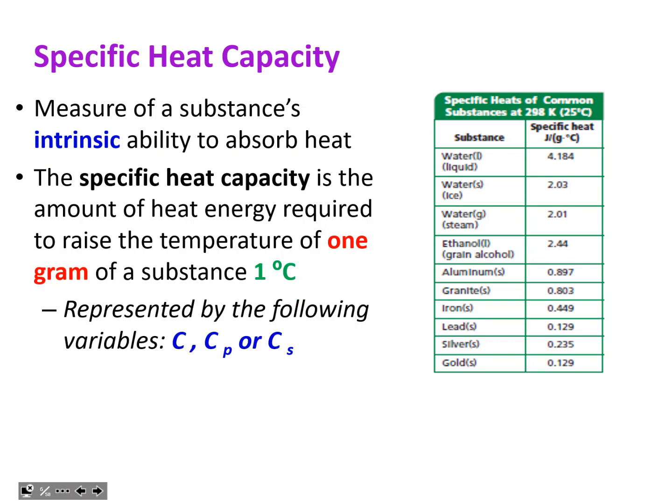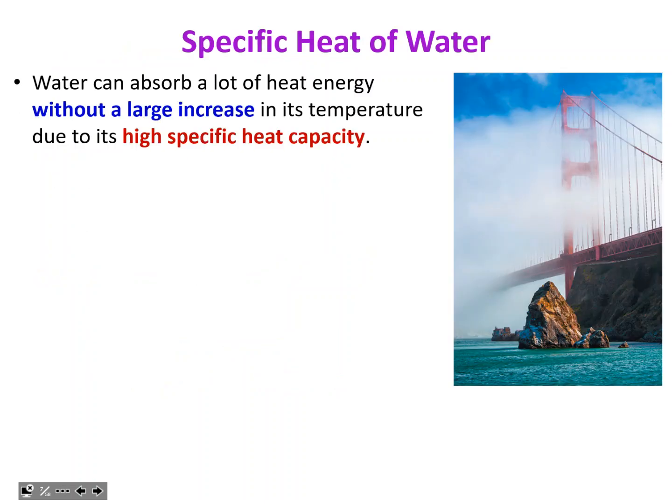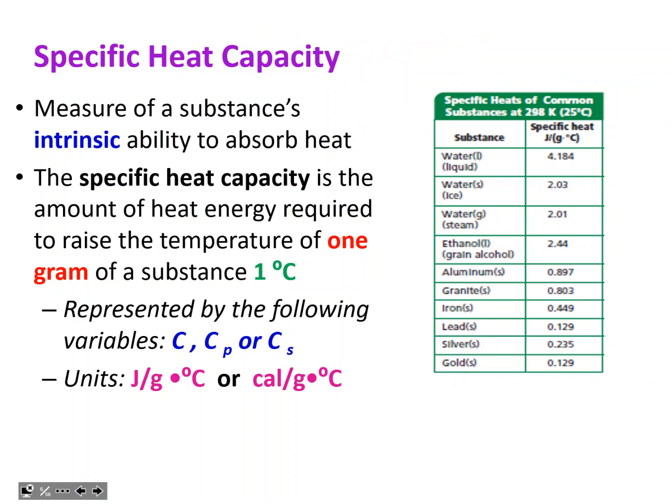That idea applies here. All right, so the variables are C, CP, or CS. You might see any of those. And the typical units are joules per gram degree Celsius, or calories per gram degree Celsius, although you might see it, like I said, in joules per gram Kelvin. It would be the same 1 increment temperature scale there.